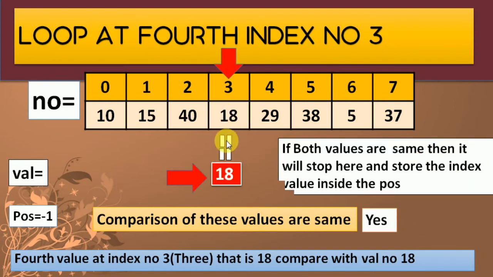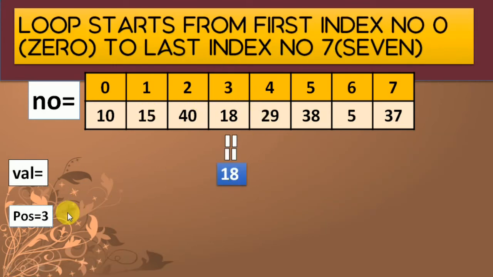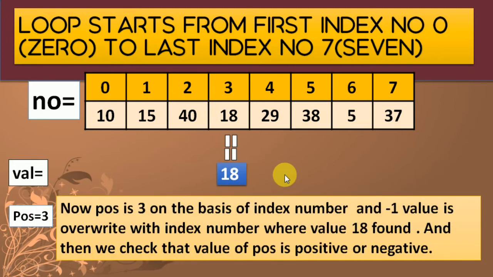Both the values are the same. Now what happened? The value is the same, so the loop will stop here only. We need to stop the loop here. At the same time, we need to store the position also. What is that position? It is this 3. So we override this value of -1 with this index number. It is changed now. It is now a positive number. Now 3 is stored inside the POS.